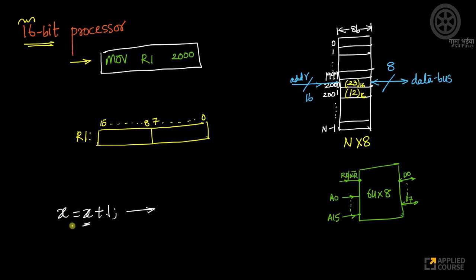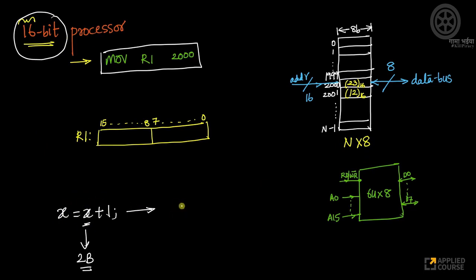Let's assume X is 2 bytes, just for simplicity. Let's assume X is an integer which requires 2 bytes. Now, what do I want? I have a 16-bit processor, right? So when I have a 16-bit processor with an n cross 8 memory, this will get translated into this.